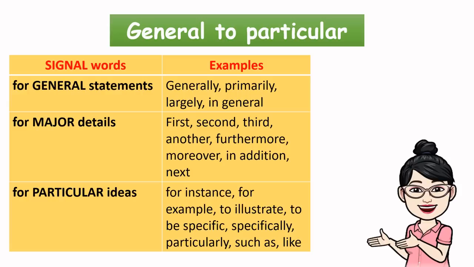Particular or specific ideas clarify, describe, illustrate, provide examples, or explain general ideas. They support the general idea. Examples of signal words for specific ideas are listed in the table below. Signal words used for particular ideas: for instance, for example, to illustrate, to be specific, specifically, particularly, such as, like.